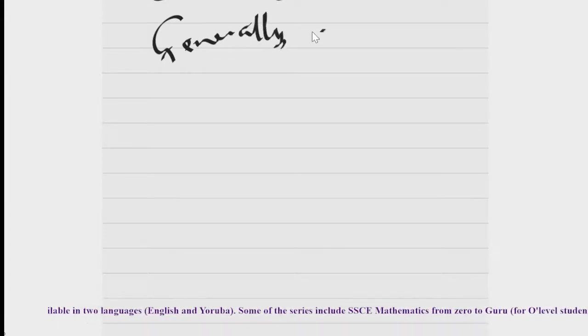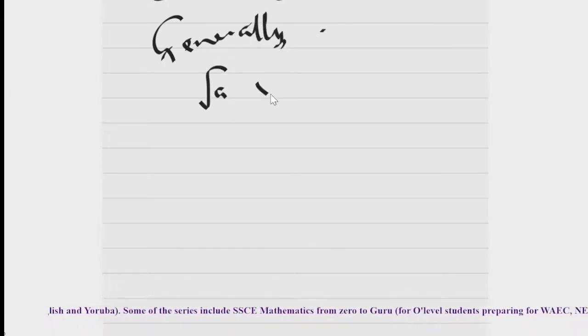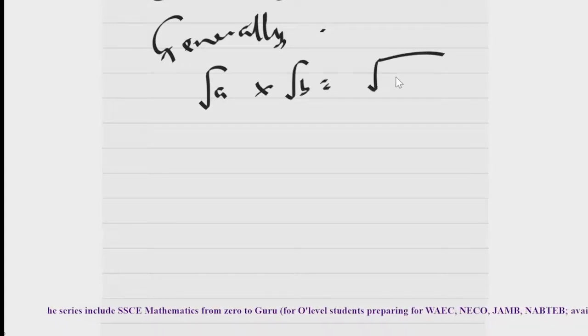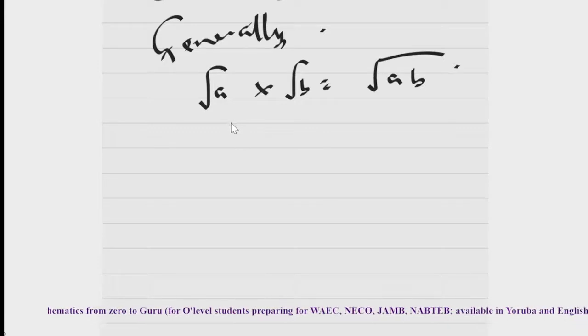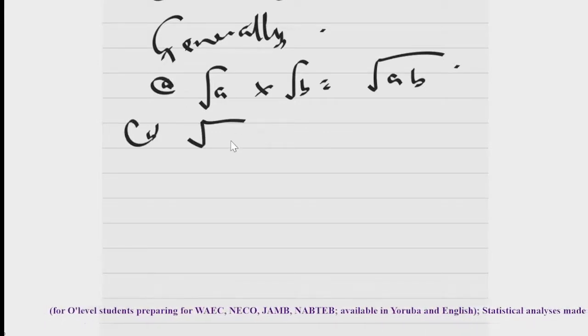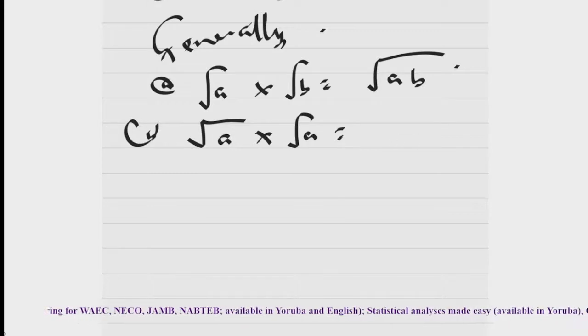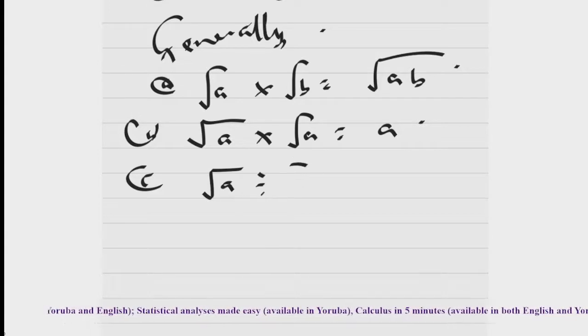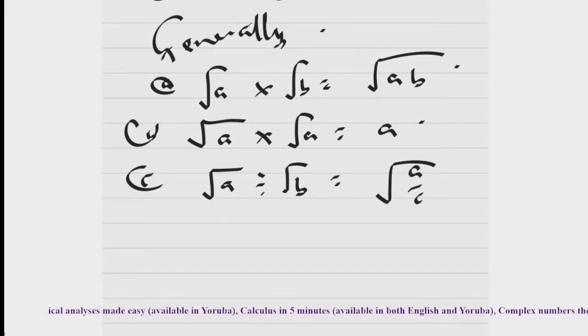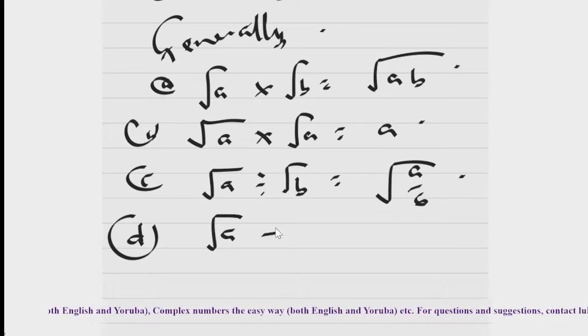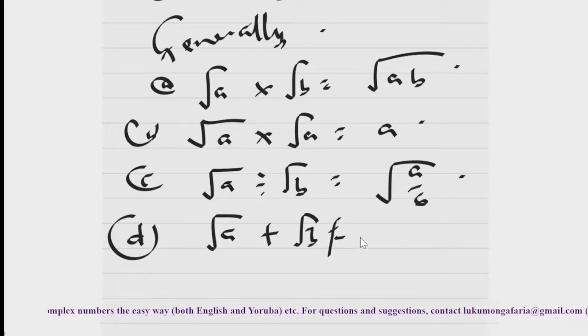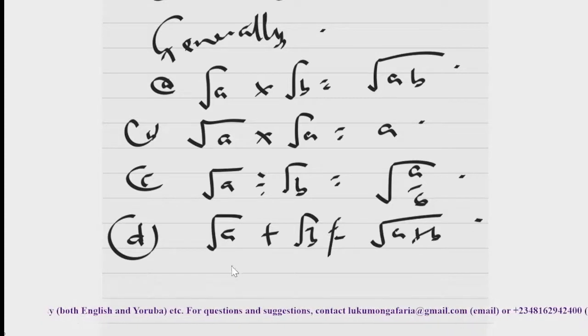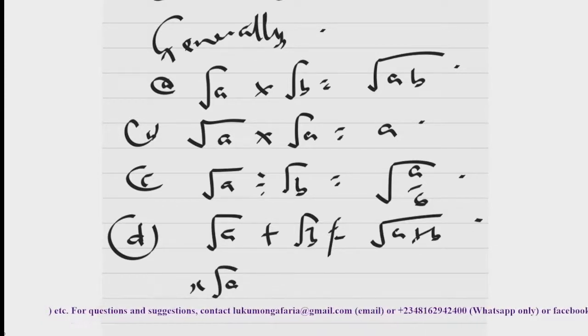Generally, when you have root a multiplied by root b, it's the same thing as root ab. The second one is when you have root a multiplied by root a, you don't need to stress yourself. It is a. Likewise, when you have root a divided by root b, it's the same thing as square root of a divided by b. Likewise, root a plus root b is not the same thing as root a plus b. Rather, you can add the coefficients.